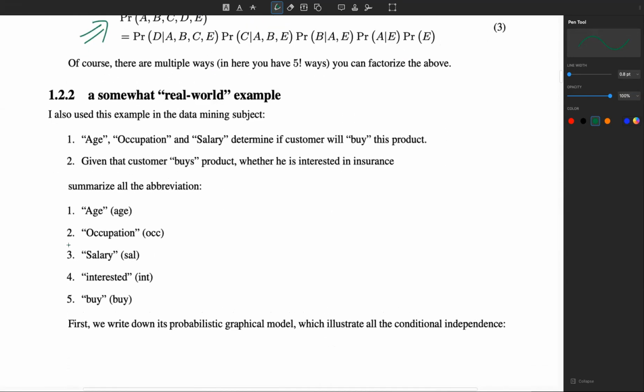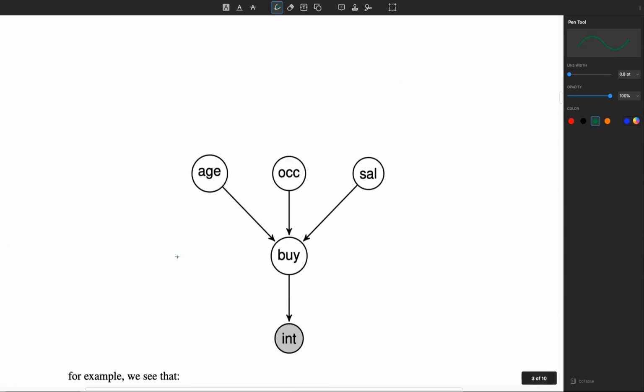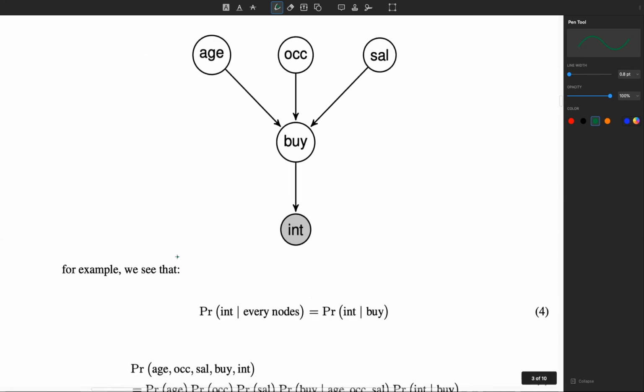Now I'm going to show you somewhat a real example, which is not really that real, but just imagine, now let's give a name to each one of these random variables, like say age, occupation, salary, and then determine if a person is going to be interested in buying. That will be the final one we try to predict. Okay. So if we write them out, it will look something like this.